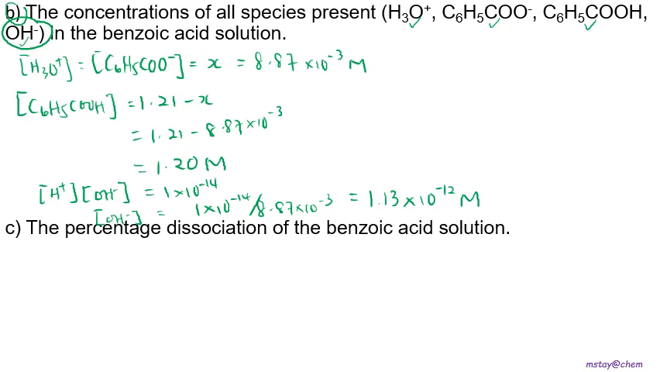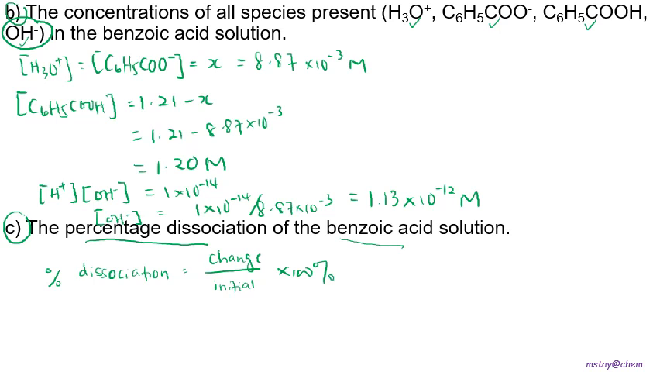Then now we are in question C, the percentage of dissociation of the benzoic acid. So this one, as we discussed before, the percentage of dissociation is equal to change over initial and then multiply by 100%. So change of concentration of benzoic acid is X, which is 8.87 exponent negative 3. While initial concentration is 1.21, and then we multiply with 100%. Press the calculator, in the end we get the answer is 0.73%.